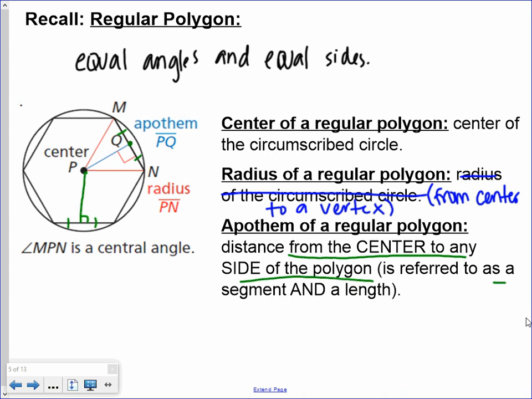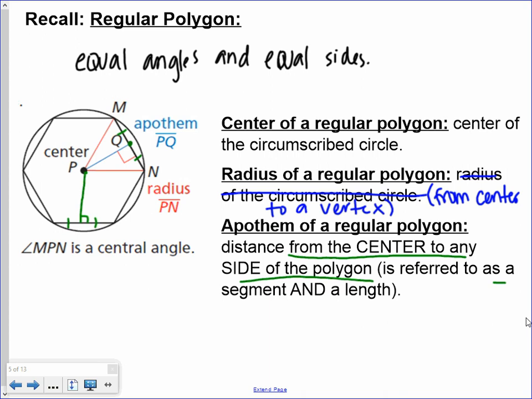So it always goes directly to the middle of the side. And again, if there are 6 sides on a figure, it would have 6 apothems. So in general, however many sides it has, that's how many radii it has, and that's how many apothems it has. So if you have a hexagon with 6 sides, it would have 6 radii to each corner point, and it would have 6 apothems to each side.